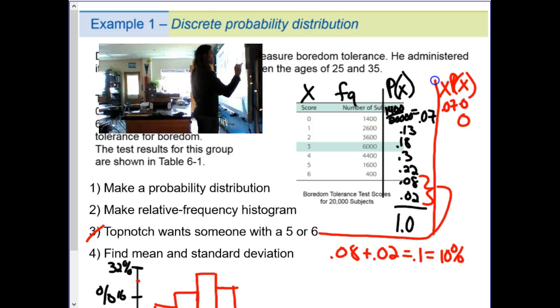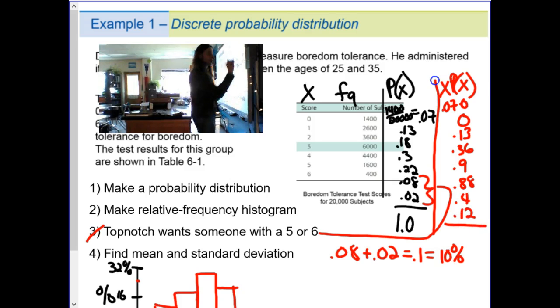And that's going to be 0. I'm talking about 0.13 times 1. I'm talking about 0.18 times 2. I'm talking about 0.3 times 3. I'm talking about 0.22 times 4. I'm talking about 0.08 times 5. And I'm talking about 0.02 times 6.